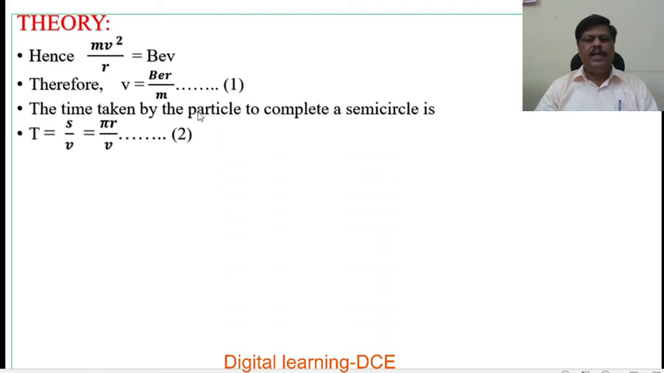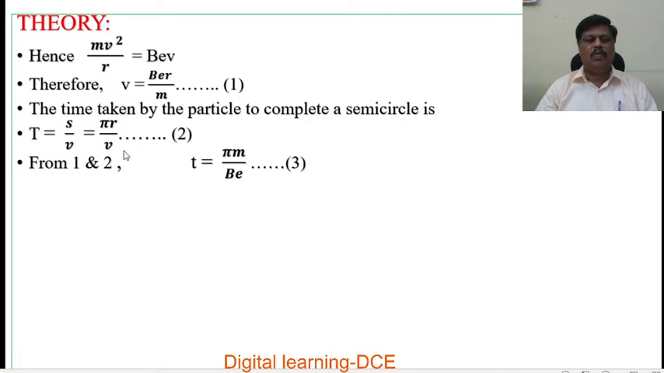The time taken by the particle to complete one semicircle is time taken equal to distance travelled over velocity. Here the distance travelled is a semicircle. If it is a circle, the circumference is 2 pi r. For a semicircle, it is 2 pi r by 2, that is pi r. The distance travelled is pi r and the velocity is v. Call this equation 2. From equations 1 and 2, we substitute for v here.